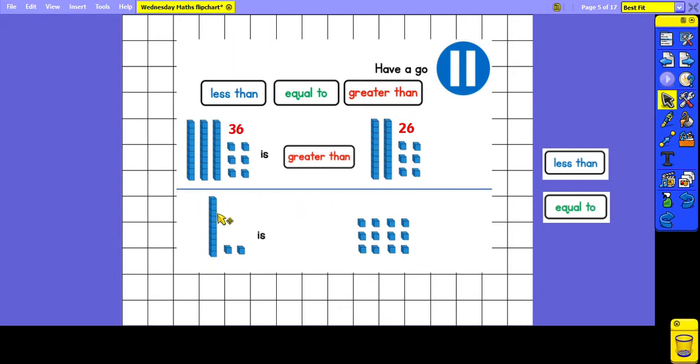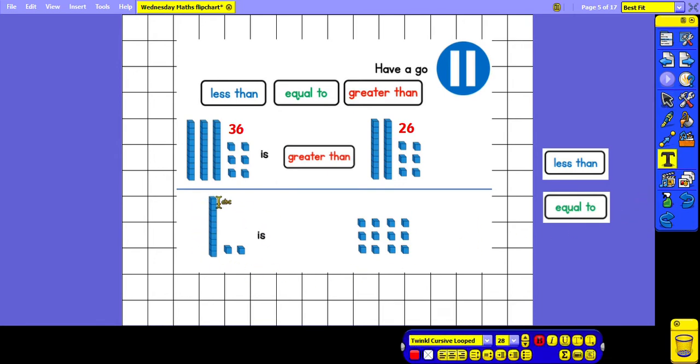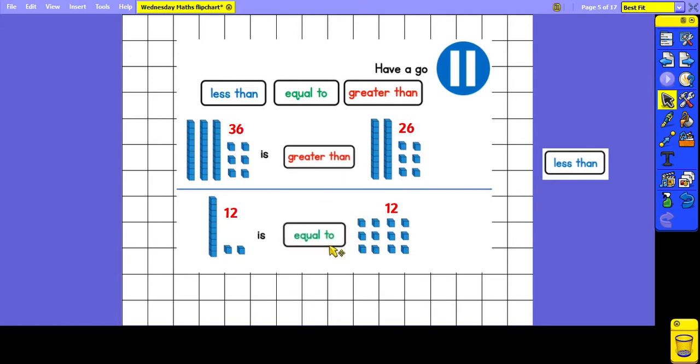And then moving on to the second question, on this side here we have got 1 10 and 2 ones, which is 12. And on this side there are 12 ones. So actually, each side is exactly the same. So 12 is equal to 12. The only difference is that on this side, the ones have been arranged into a stack of 10.